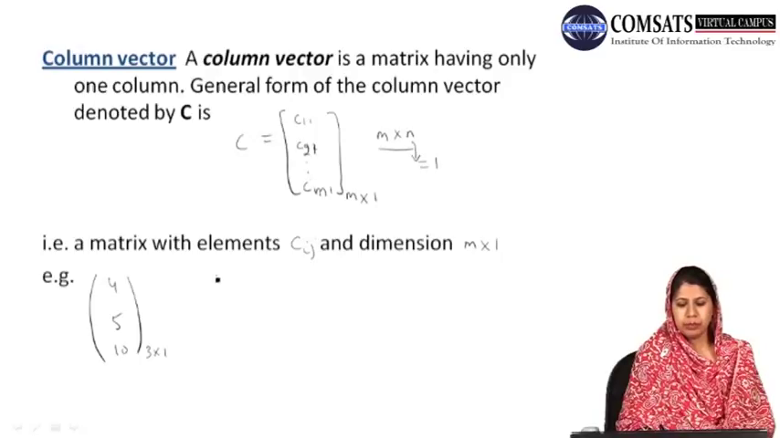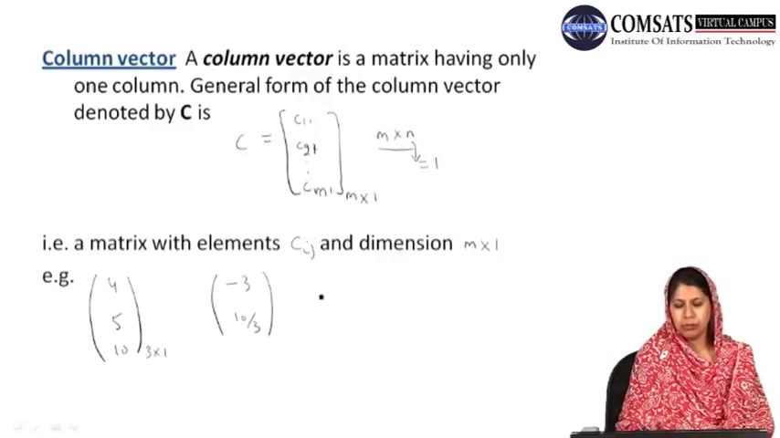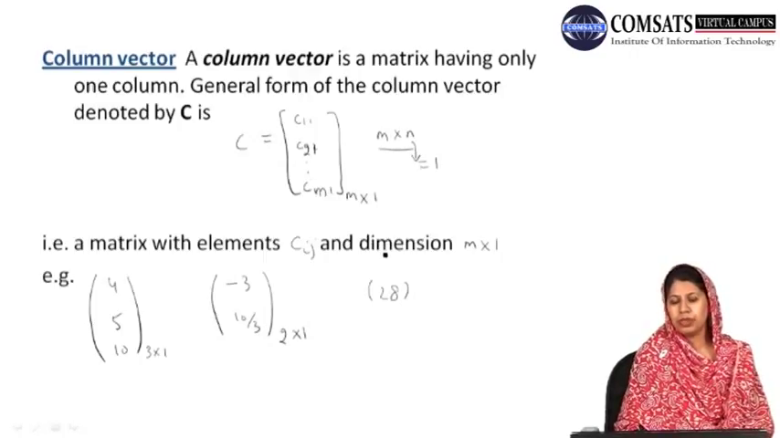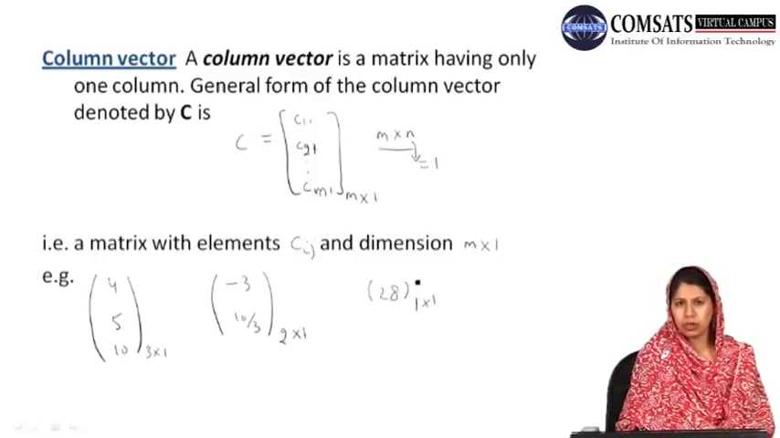Let us consider one more example. We have -3 and 10 by 3. This is again an example of a column matrix with one column. Here n is equal to 1, and how many rows? 2 rows. What about this example which we discussed in our row vector? It has one column, so we write 1 here, and it has only one row. So this is also an example of a column vector or column matrix which has only one entry, C11.